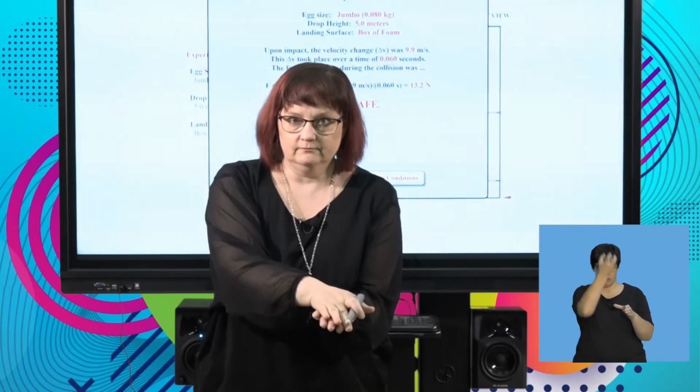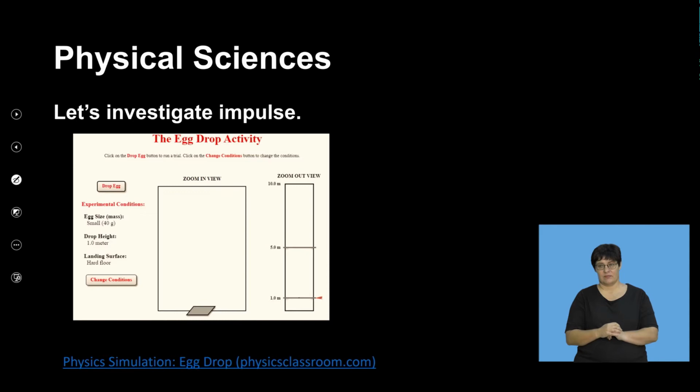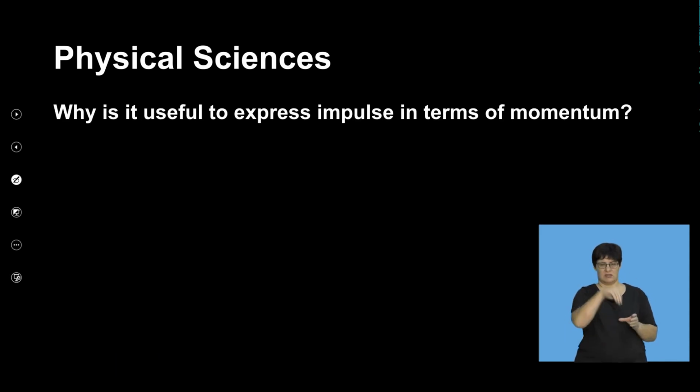Here, the change in momentum is determined by the mass and the velocity. How long it takes to stop is dependent on what it falls into. So the longer we can take it to stop, the smaller the force it experiences. And that's what we're looking at with impulse, okay? So let's put this into some words.